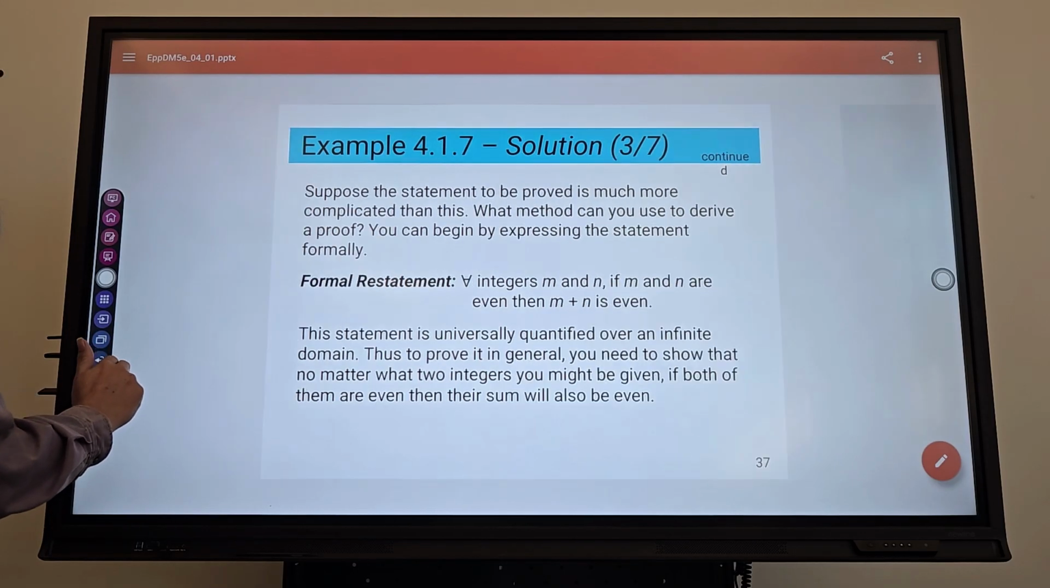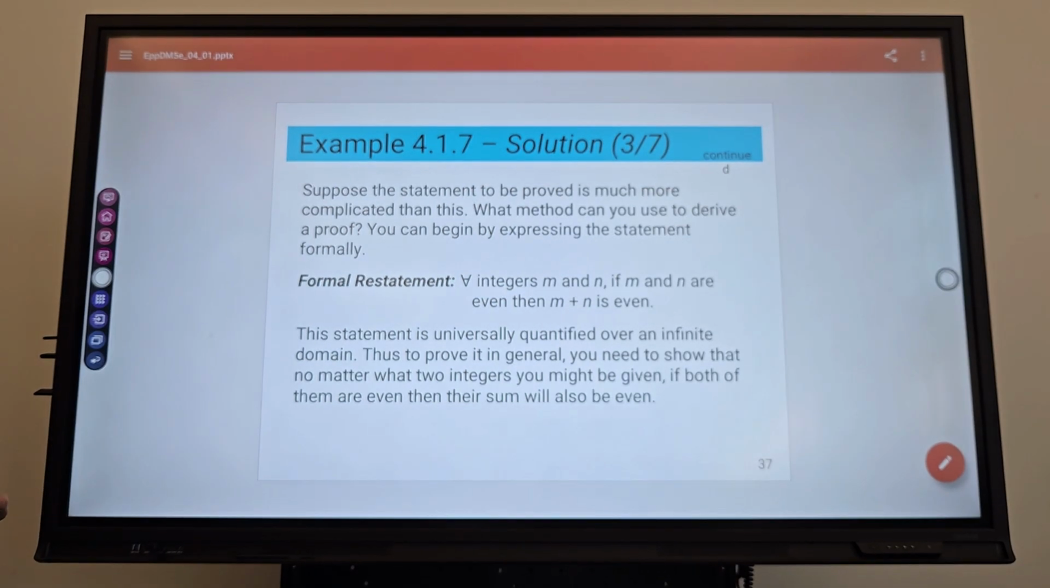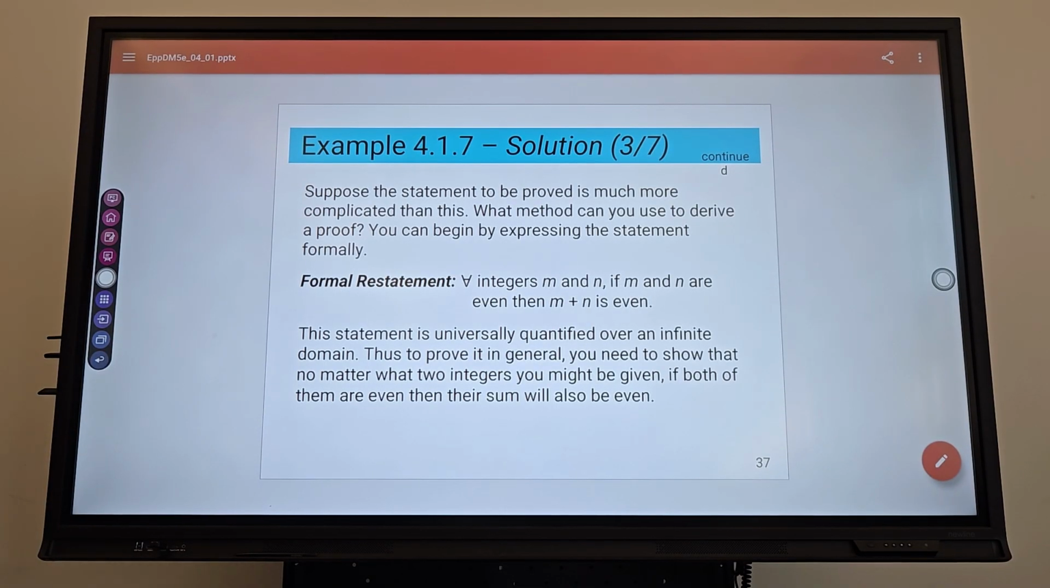Now suppose the statement to be proved is more complicated than this. What method can you use to derive a proof? You can begin by expressing the statement formally. This statement is universally quantified over an infinite domain. Thus, to prove it in general, you need to show that no matter what two integers you might be given, if both of them are even, their sum will also be even.